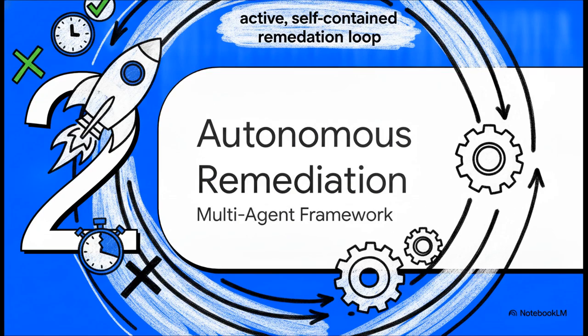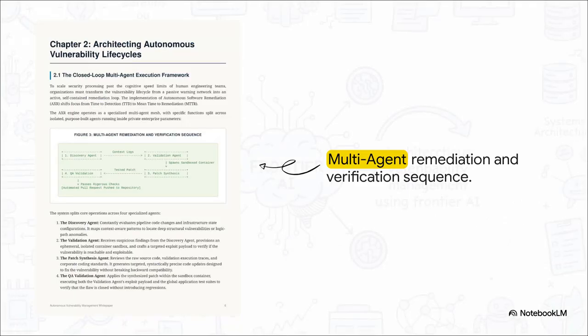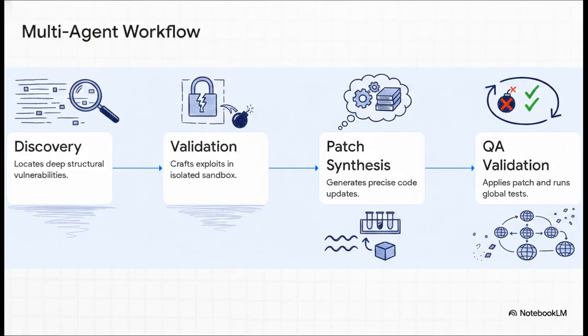That brings us to Section 2, architecting autonomous remediation. If we want to move past the cognitive speed limits of our human engineering teams and shift our primary metric from time to detection over to mean time to remediation, we need to deploy an autonomous software remediation engine, or AXR. Take a look at this sequence. Notice how this specialized multi-agent mesh forms a completely closed-loop system right inside your private enterprise parameters. It discovers, it isolates, it tests, and it patches, all in a continuous, active flow, rather than just acting as some passive warning siren.